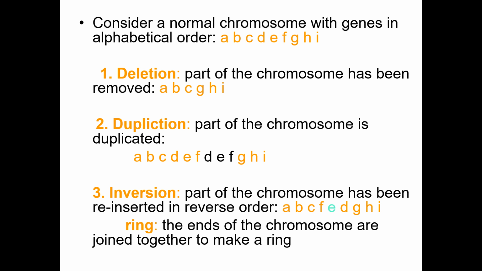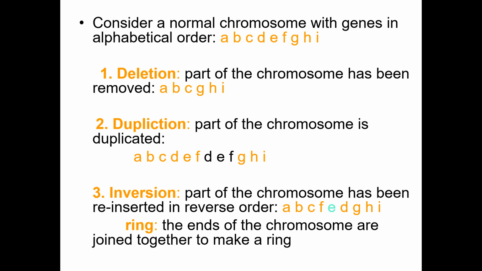A chromosome with genes in alphabetical order. First there will be A gene, then B, then C, D, E, F, G, H, I, like that. This is the arrangement of the genes in alphabetical order on a normal chromosome.